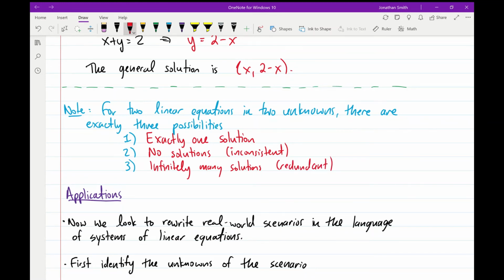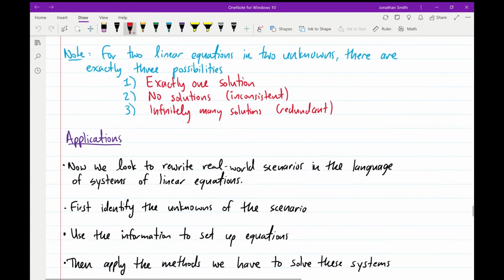And if you want to convince yourself of that, we'll just think of the different ways that lines might intersect. If two lines are going to intersect at a point, then they can only intersect at one point. Or you could have lines that don't intersect at all, parallel lines. Or you could have two lines that are really just the same, in which case you would have infinitely many solutions. So you can't have a system of two linear equations and two unknowns that gives you two solutions, for example. That's not possible.